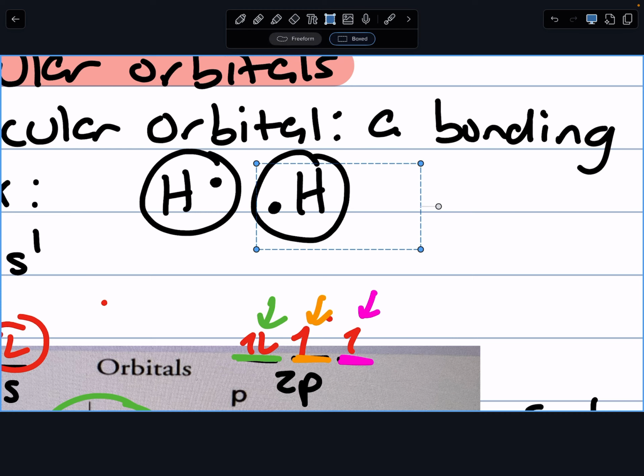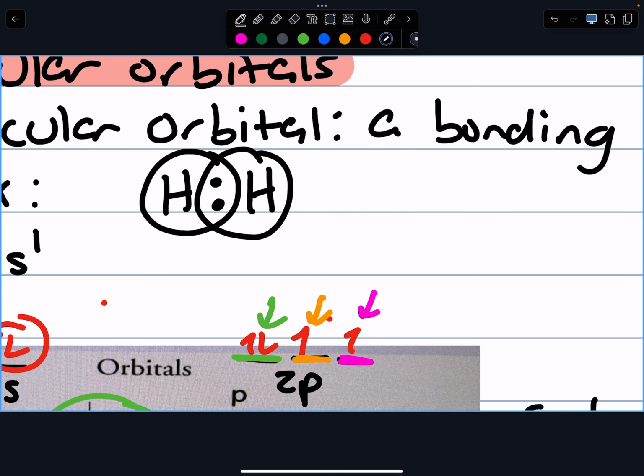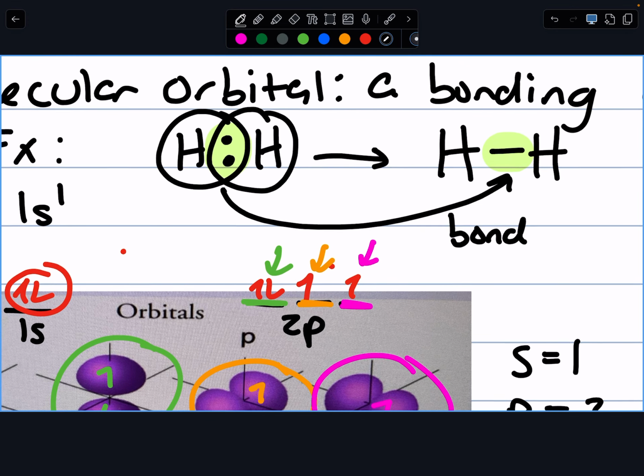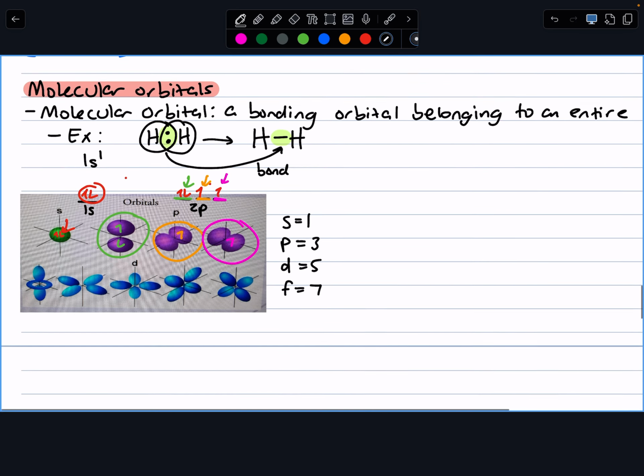When they overlap their orbitals, what happens? It forms this bond, right? That's the bond that's formed, the line that you see. This and this are the same exact thing. This and this are the same thing. That's the bond. Yes, in H2, because it's diatomic. That's the bond. Now, we called this a molecular orbital because it's an orbital of the molecule. An overlapping of the orbital of the molecule. Does that make sense, guys?